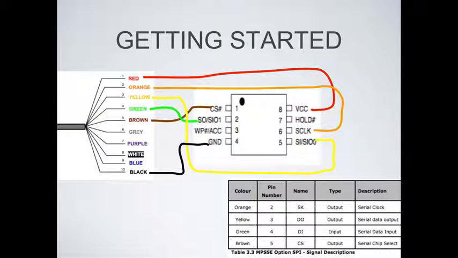So if you have them switched, you're going to get an error, or there's going to be no data found or something like that. We'll see a couple of error messages in a couple of slides. But brown is then chip select, to make sure that you're selecting the chip.